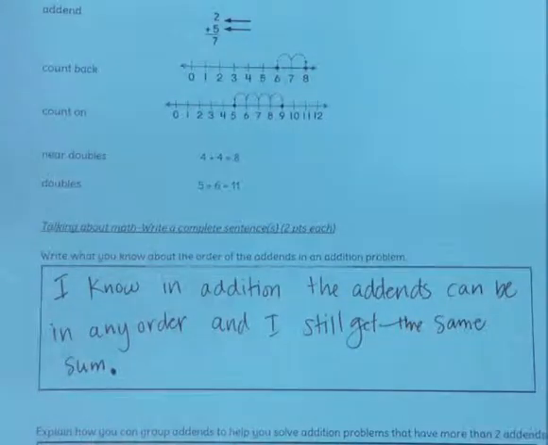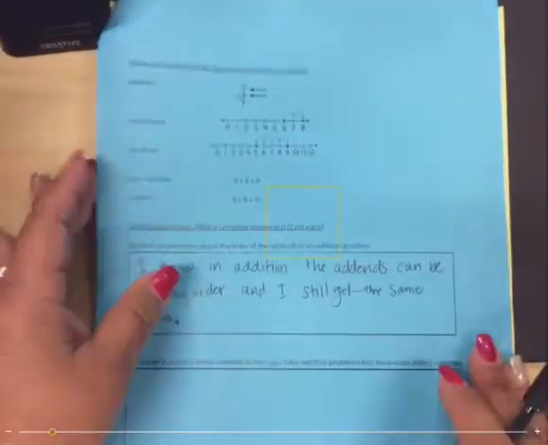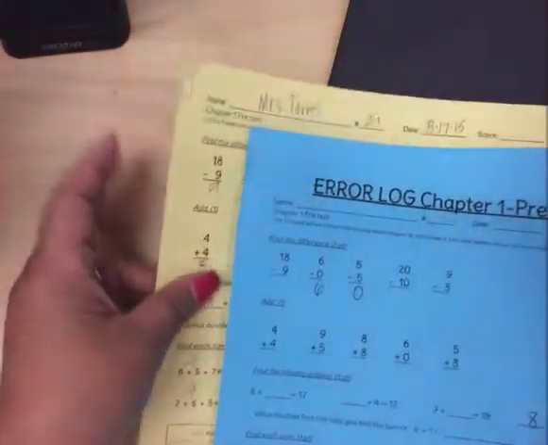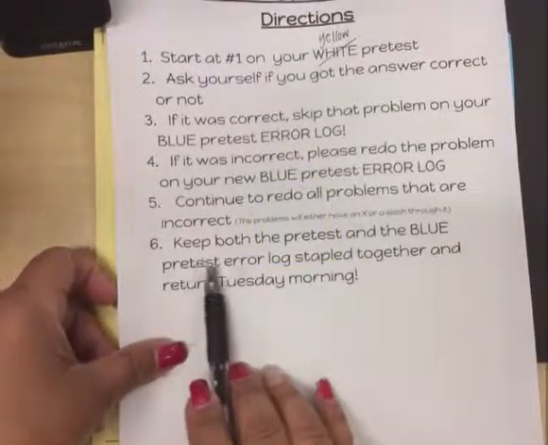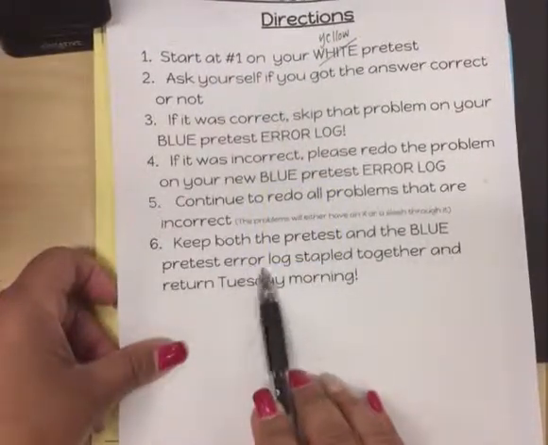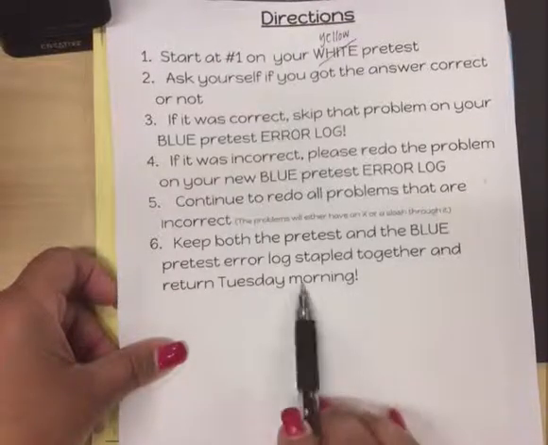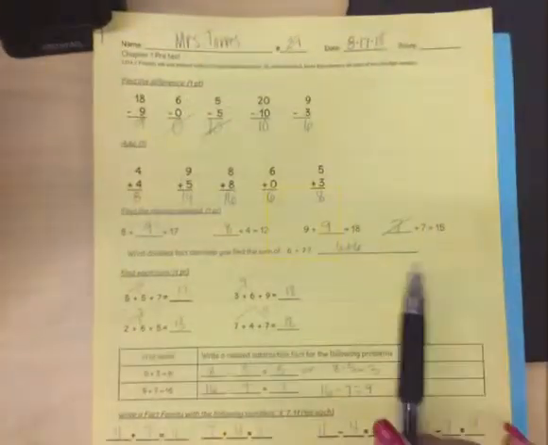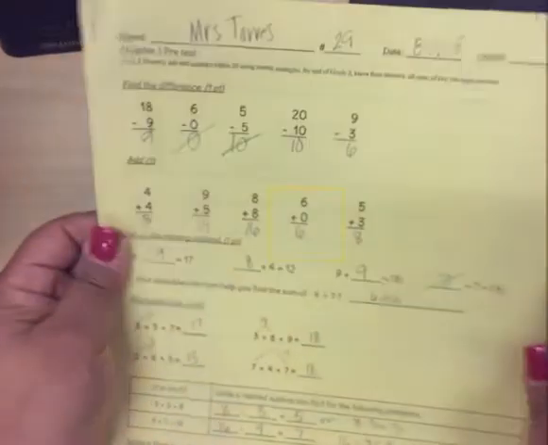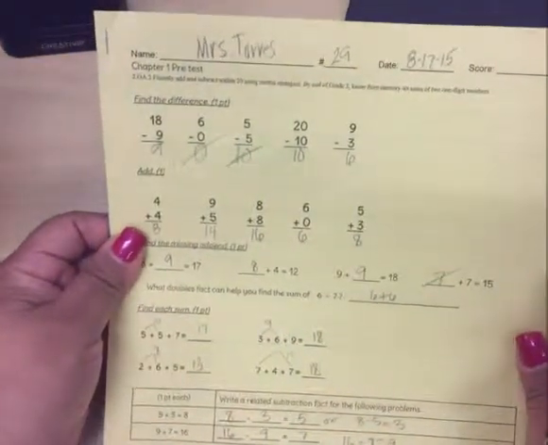So those are the steps. I go through and make sure that I've checked everything here on my pretest and make the corrections here on the error log. When your child brings it back, it's important that it's stapled. So if they took it apart to go through the steps, that's fine, but I would like it stapled. And number 6 says, keep both the pretest and the blue pretest error log stapled together and return Tuesday morning. So these need to come back for this one on Tuesday.